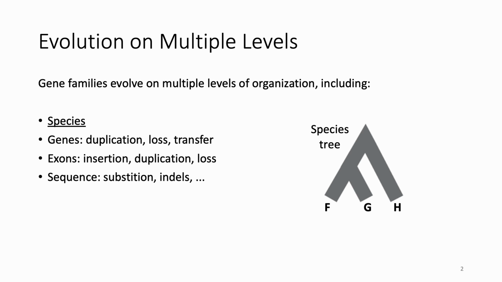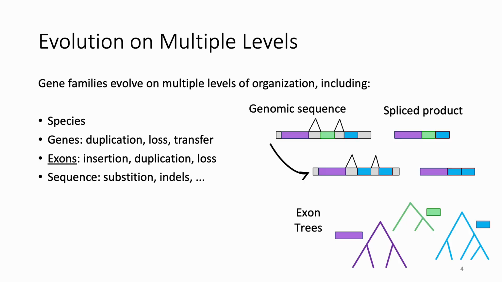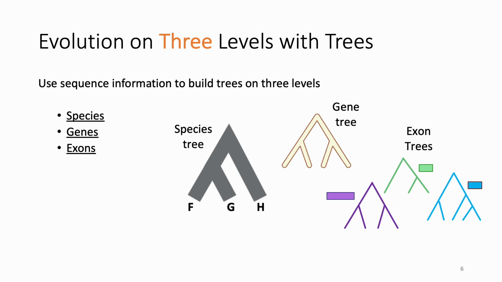We know that gene families evolve on many levels, including the species level via speciation, gene level through gene duplication, loss, and transfer, on the subgene level through events acting on exons, such as exon duplication, insertion, or loss, and on the sequence level through substitution, indels, etc. Evolution on these first three levels, the species, genes, and subgene, can be modeled using trees, which can then be used to better understand a gene's history.